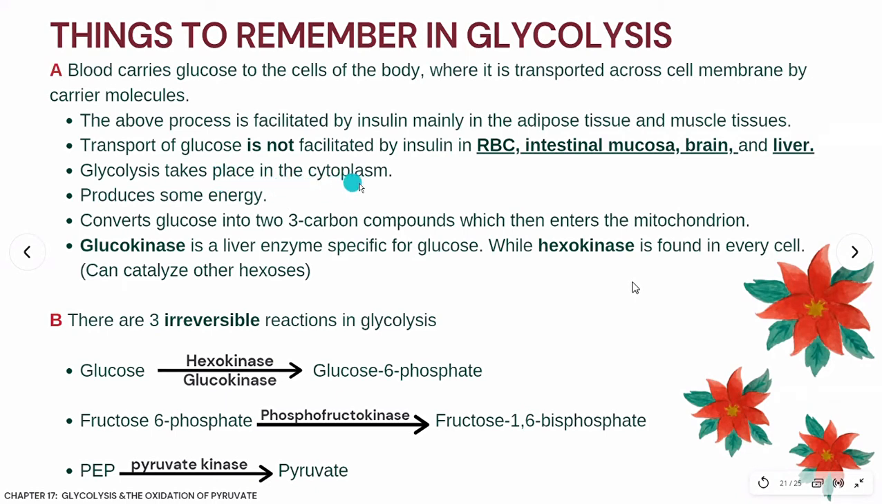Okay, you know this already. Glycolysis takes place in the cytoplasm. It produces some energy, converts glucose into three carbon compounds, which then enter the mitochondrion. Glucokinase is a liver enzyme specific for glucose, while hexokinase is found in every cell and catalyzes other hexoses. Hexoses are mannose, galactose, fructose. And then we have three irreversible reactions. The first step is hexokinase or glucokinase, depending on whether you are in the liver, glucokinase, or other tissues, hexokinase. And then phosphofructokinase, and then pyruvate kinase.